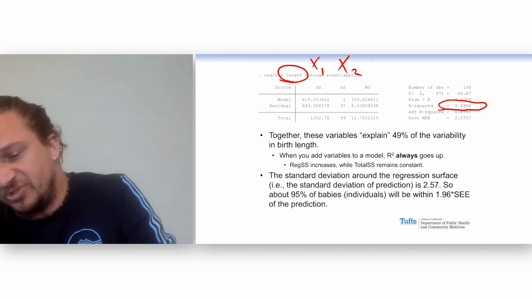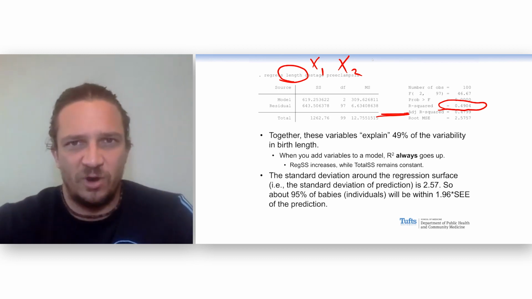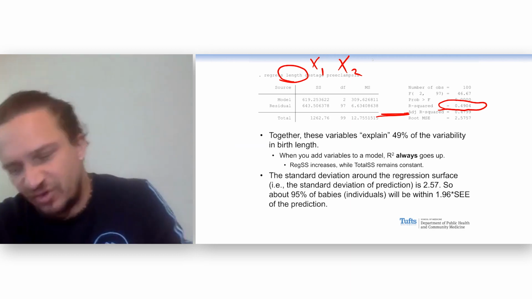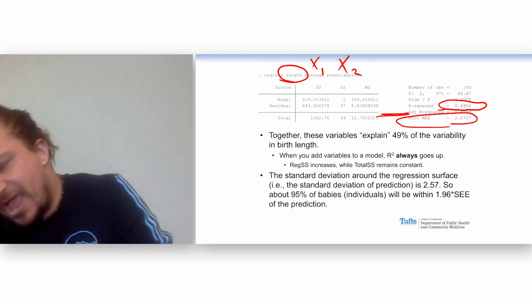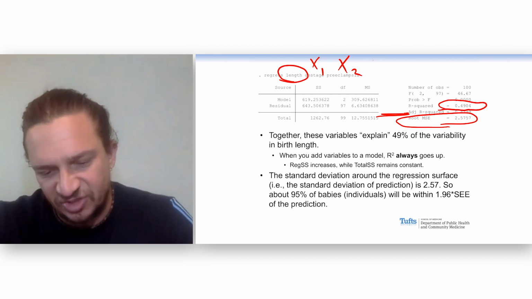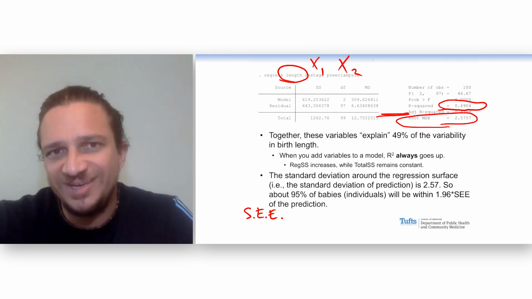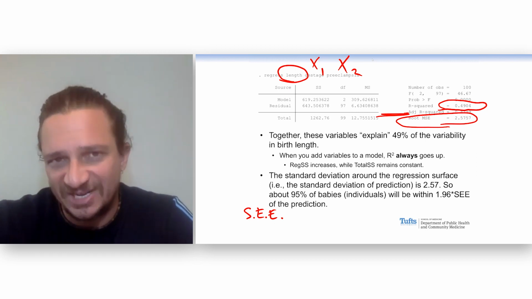You see some people use this idea of the adjusted R squared. That's the R squared with a little bit of a penalty for how big your model is. And let's stress again this number, the RMSE, which is also known as the standard error of the estimate. This tells us the standard deviation of prediction.